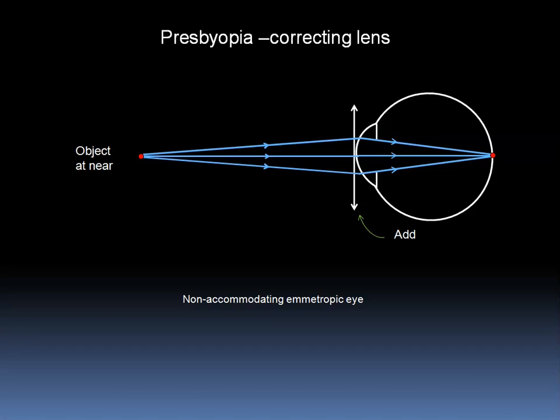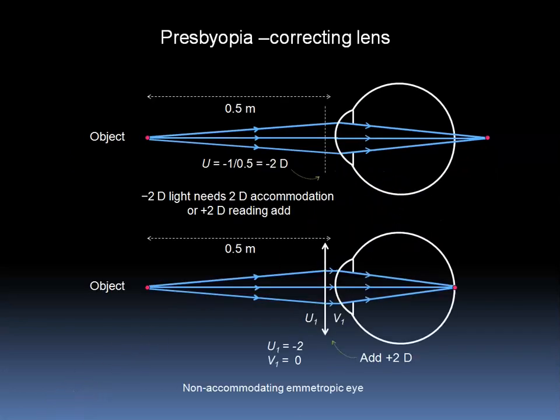These are often combined in an upper and lower segment called bifocals. The reading segment is called an add. In this slide, we assume that there is no accommodation available to this person. If we have an object a half meter away, the divergence of the light at the lens before entering is -2 diopters. In this situation, the light would end up being focused too far behind the eye.